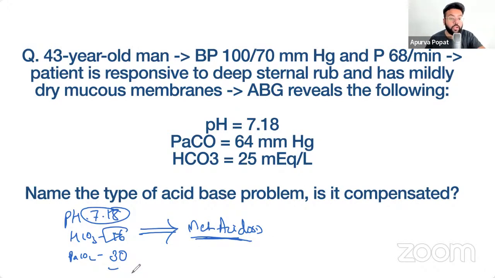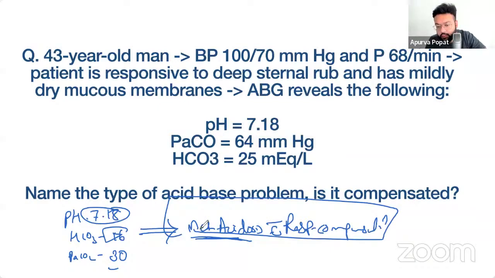It's less than 40. From 40 it became 10. So you are hyperventilating now. So this is metabolic acidosis with respiratory compensation. Okay, is it okay? Yes, sir. Rupika, is this okay? Yes. This is very important.